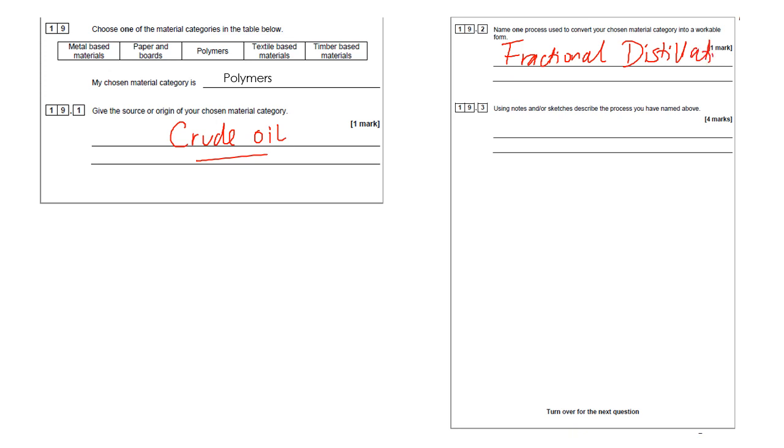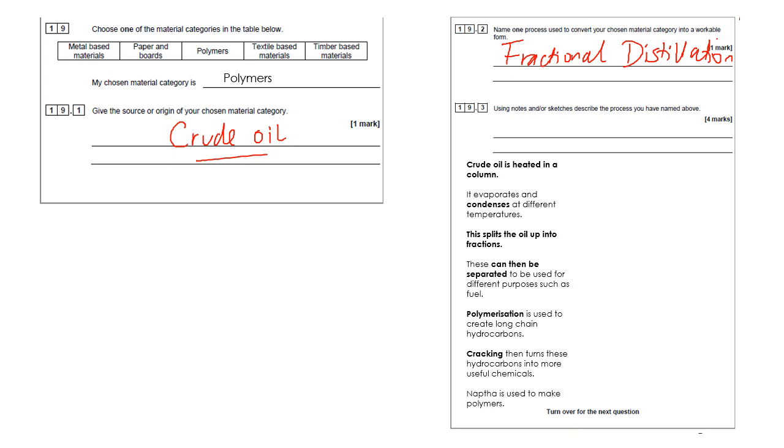Okay, and please forgive me, I'm no chemistry teacher. This will be a simplified version of how this works, and that's all that's required. We don't need to know the condensing points or the temperatures. We don't need to know all the names of the different chemicals. We just need to know the basic steps. So it says, using notes or sketches, describe the process you've named above.